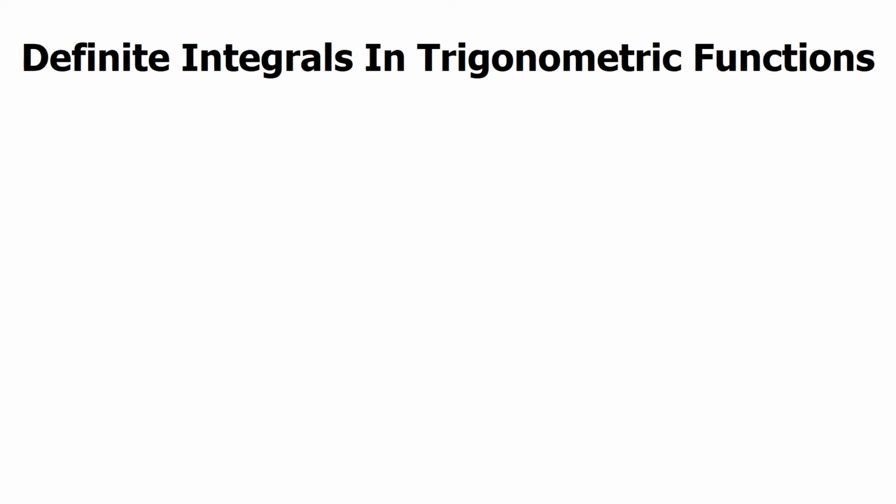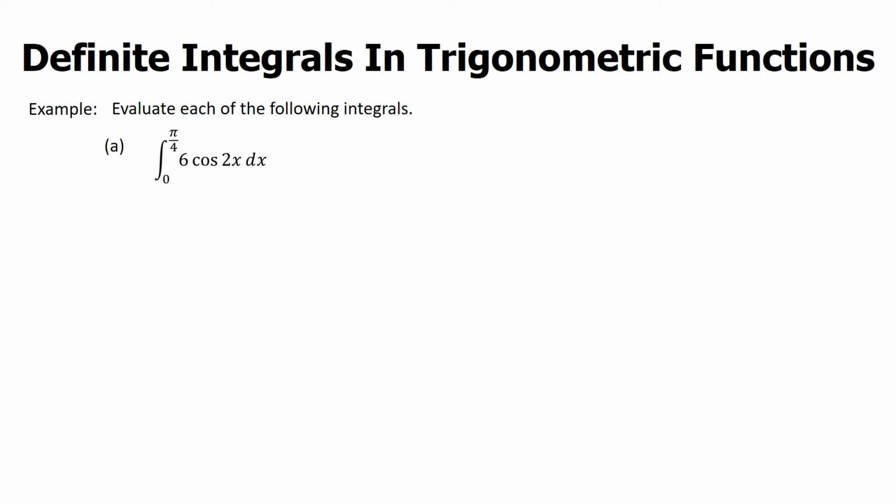Now let's see how we can perform the finite integrals in trigonometric functions. Here is an example. Evaluate each of the following integrals. A. Integration from 0 to pi over 4, 6 cosine 2x dx. B. Integration from 0 to pi over 2, 2x minus sine 3x dx.